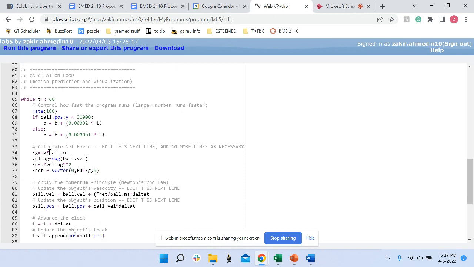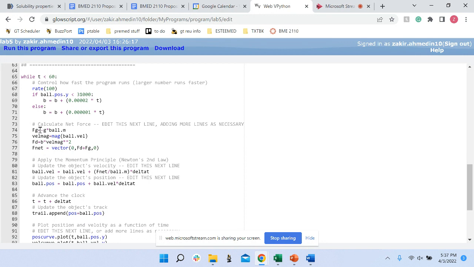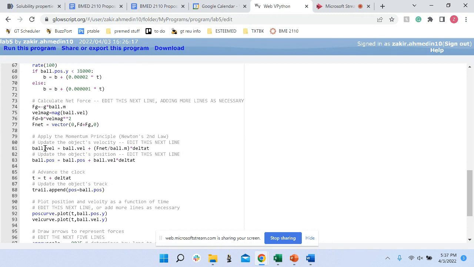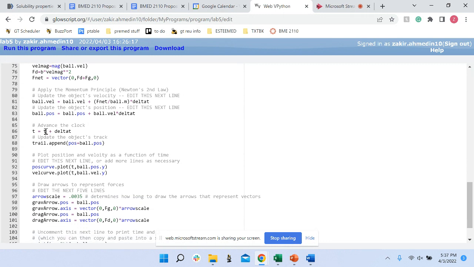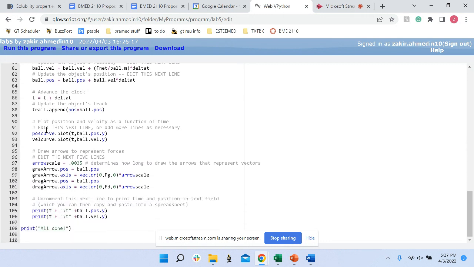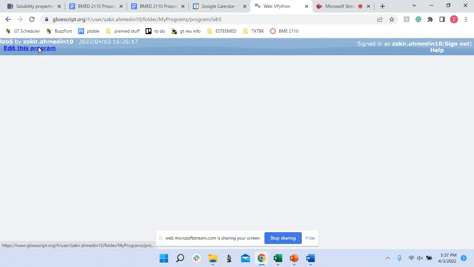And then we have the velocity, the gravitational and drag force formulas, and then we have the velocity and the position update formulas. And then we have to advance the clock in order for this to be iterative, and I did that in line 86 here. And then I can run the program.